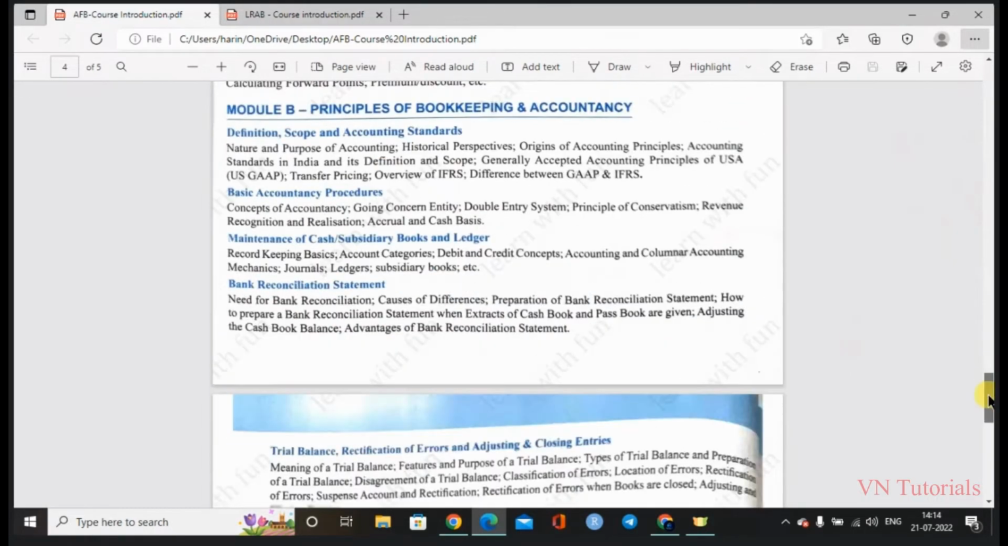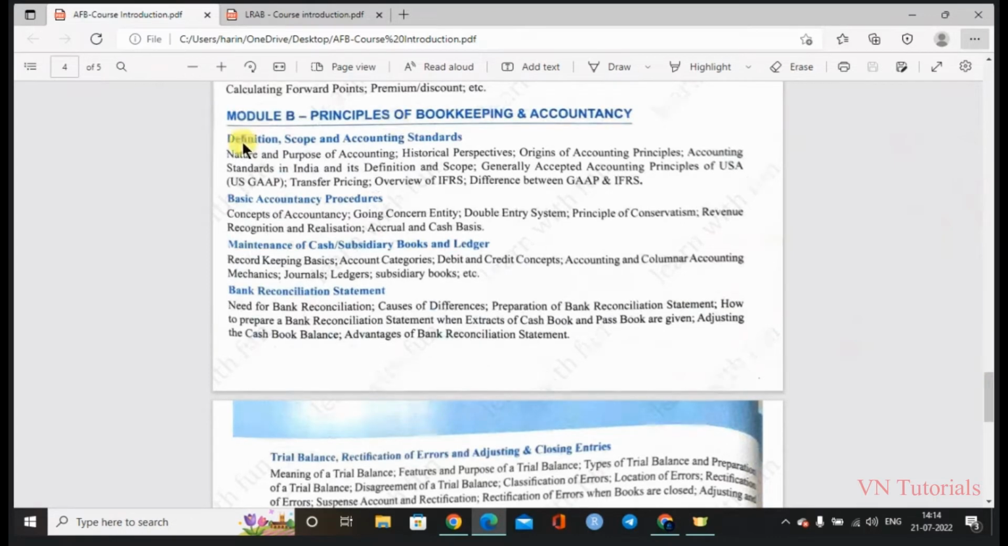Under Module B, that is principles of bookkeeping and accountancy, definition, scope and accounting standards. We are going to see nature and purpose of accounting, historical perspectives, origins of accounting principles, accounting standards in India and its definition and scope, generally accepted accounting principles of USA, that is US GAAP, transfer pricing, overview of IFRS, difference between GAAP and IFRS, then basic accountancy procedures, concepts of accountancy, going concern entity, double entry system, principles of conservatism, revenue recognition and realization, accrual and cash basis.